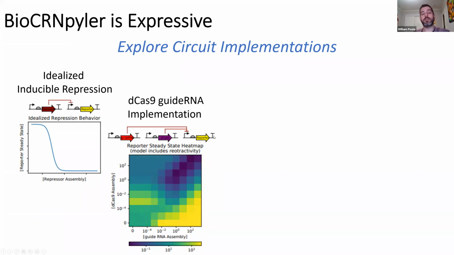Well, now it's a little more complicated. And if I actually look at how my induction behavior behaves, it's different. So in this case, on the bottom, I'm titrating the amount of guide RNA. And on the top, on the left, I'm titrating the amount of the dCas. And you'll see that you actually can get upregulation if you have a small amount of guide RNA and no dCas, or if you have a small amount of dCas and no guide RNA. But if you have a lot of both, you get repression.